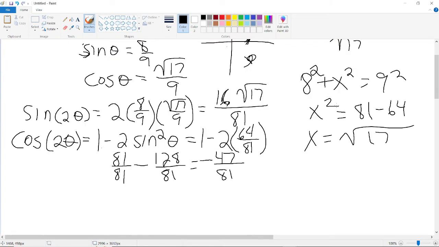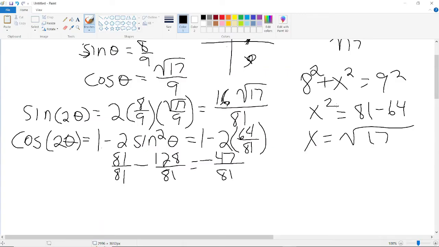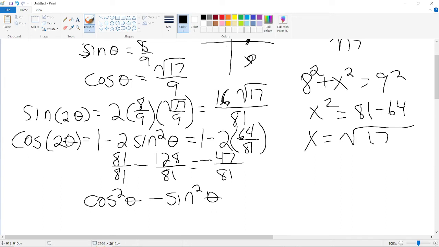I wanted to try one of the other formulas for cosine 2 theta. Cosine 2 theta is also cosine squared theta minus sine squared theta. So let's try that one. We get square root of 17 over 9, squared, just to show you if we had used this one, minus 64 over 81.